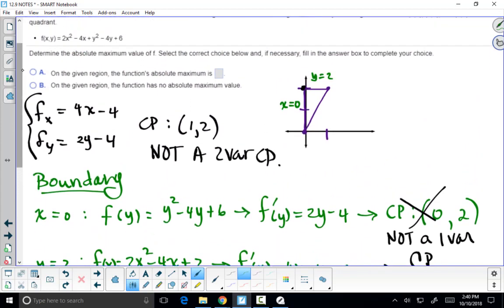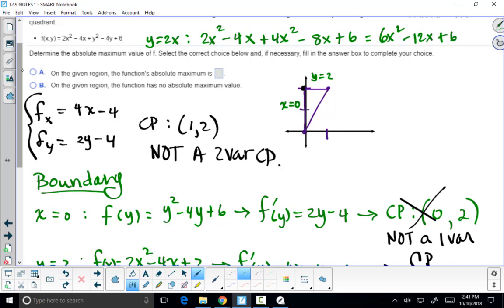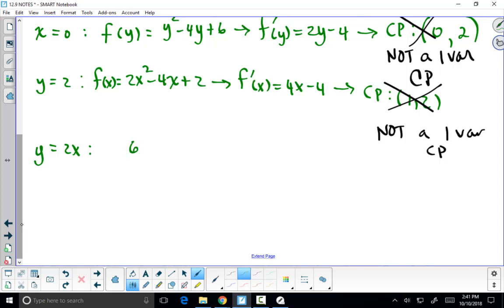So now we're going to replace all the y's with 2x's. So if we let y equal 2x, let's figure it out up here. We're going to have 2x squared minus 4x plus 4x squared minus 8x plus 6. So that's going to be 6x squared minus 12x plus 6, I think. Okay, 6x squared minus 12x plus 6.